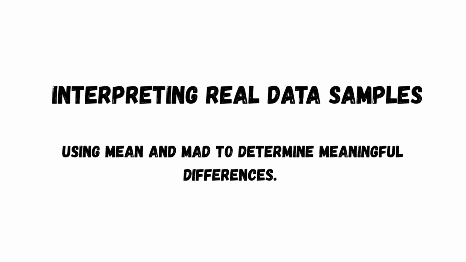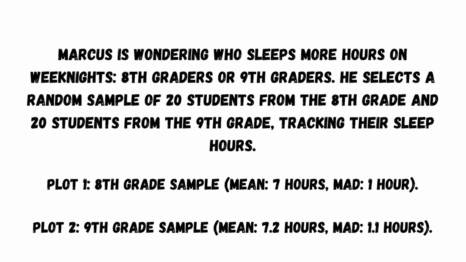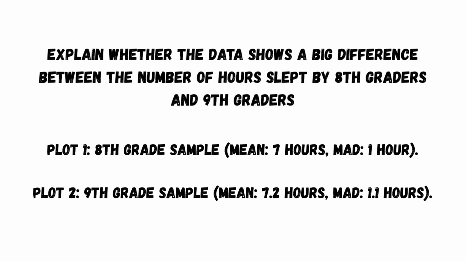Let's take a look at how we can use mean and MAD to compare data sets. Imagine Marcus wants to know who gets more sleep on school nights, eighth graders or ninth graders. He surveys 20 students from each grade and finds that eighth graders average 7 hours of sleep with a 1 hour MAD, while ninth graders average 7.2 hours with a 1.1 hour MAD. Does this actually show a big, meaningful difference?